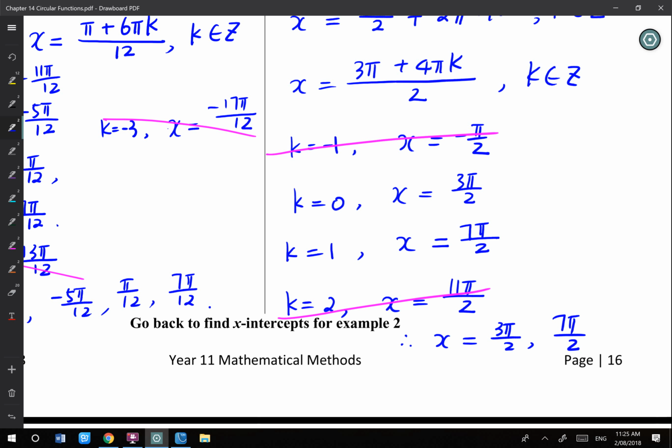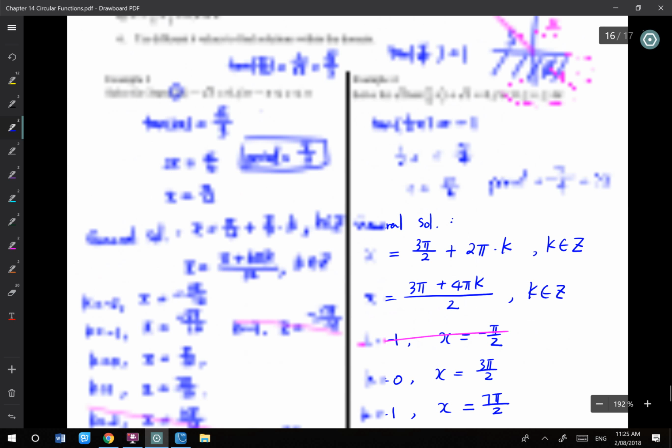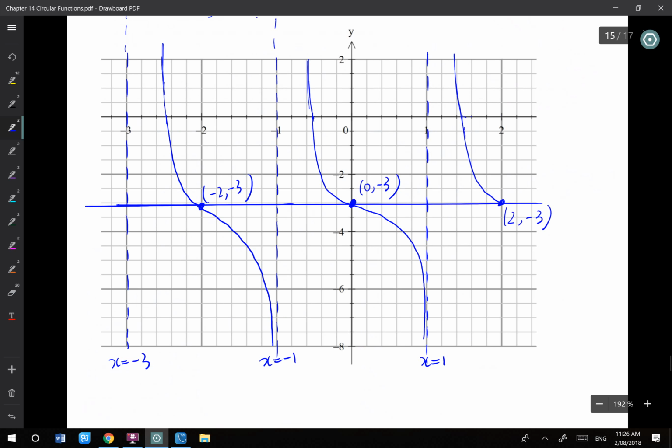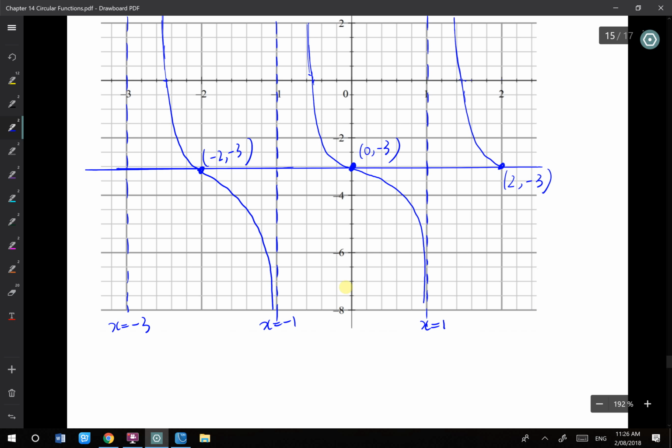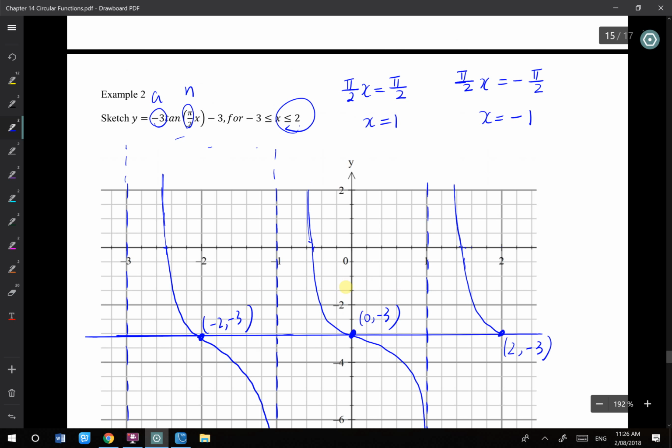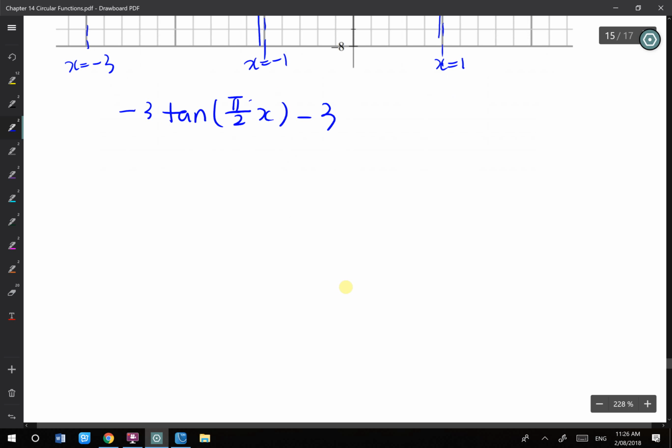Okay, go back to find x-intercepts for example 2. So it's the graph we sketched Friday. So this one, yeah, here we have x-intercepts here, here, here. So 3 x-intercepts. We want to solve for the 3 x-intercepts. So the equation is -3 tangent of negative pi over 2x minus 3. Okay, so that's the equation, and I want to solve for x-intercept. We make that equals to 0.